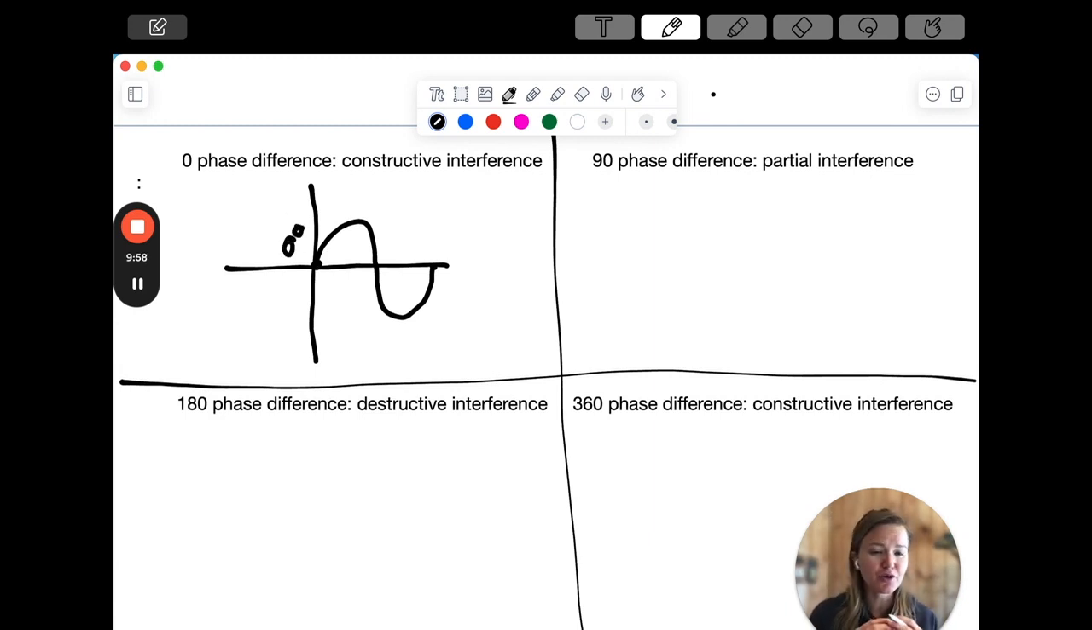So consider a full cycle is 360 degrees, just like a full circle. So we start at the origin, which is 0 degrees. At this peak of the wave, this is going to be 90 degrees. When we get back to the origin, that's going to be 180 degrees.